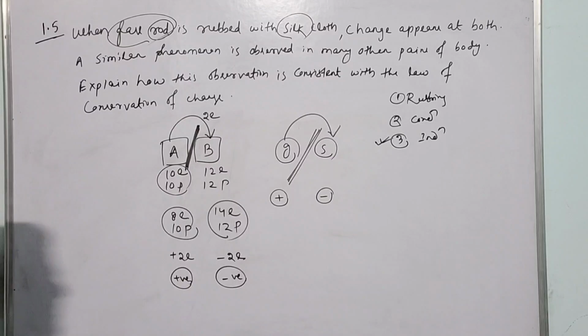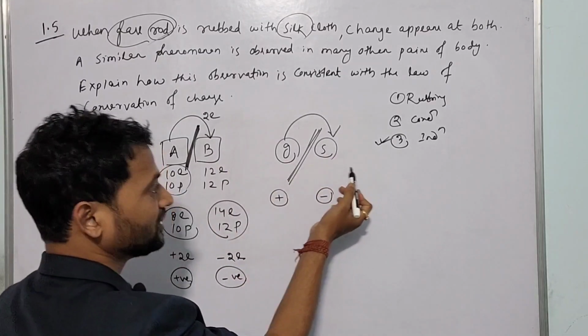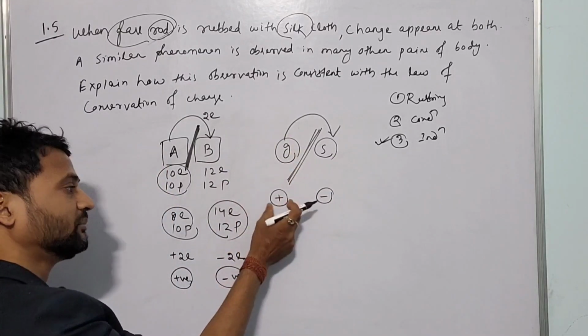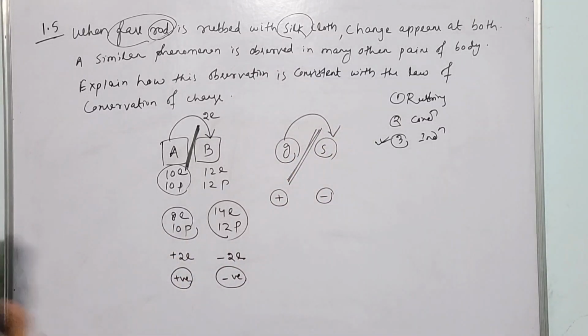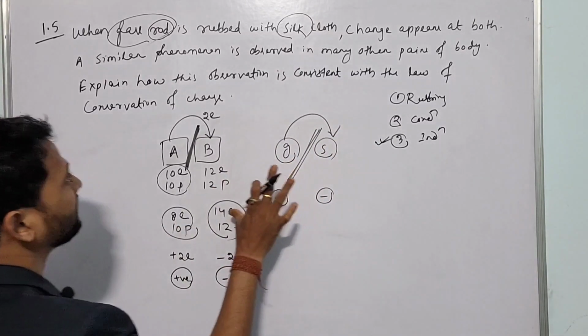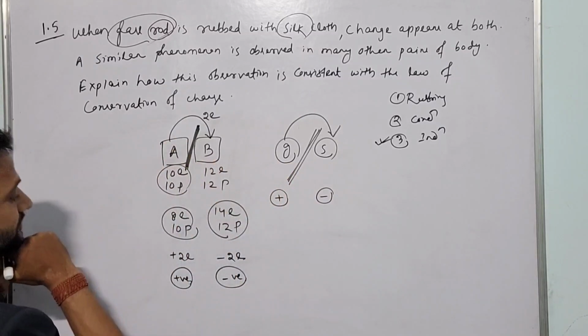There are other examples also. You can say cat skin and ebonite rod. In that case the cat skin is positive and the ebonite rod is negative. So there are many examples. So forget it, just remember the concept.